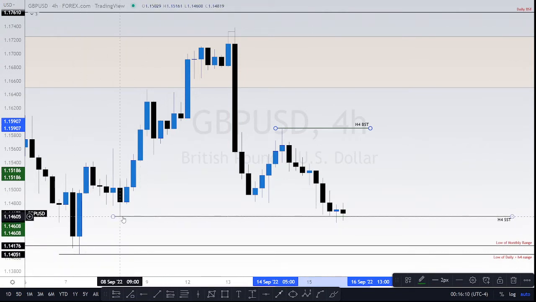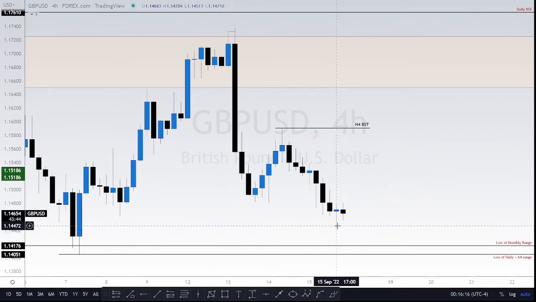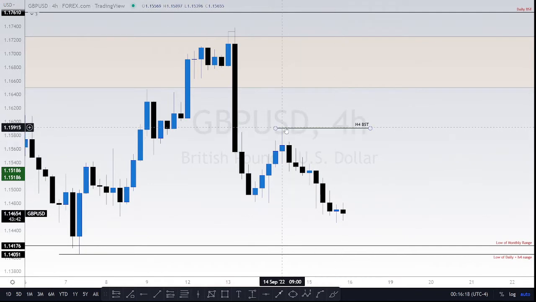So I'm just going to get rid of this marker, the reason being that price has now traded into our sell side target. So from the most recent high, the next draw on sell side is going to be the low of the daily range down here. Okay.